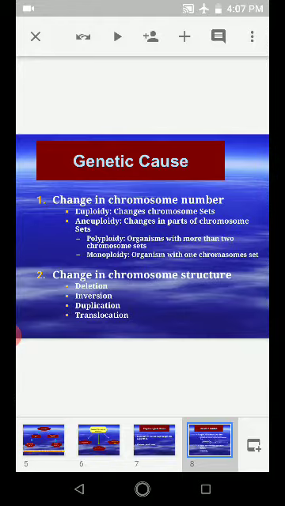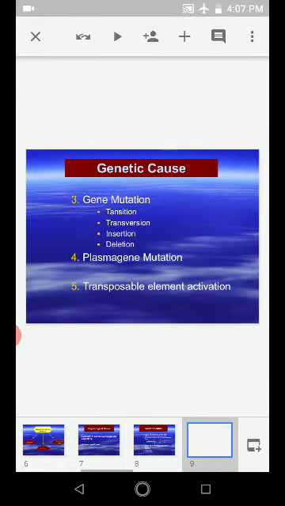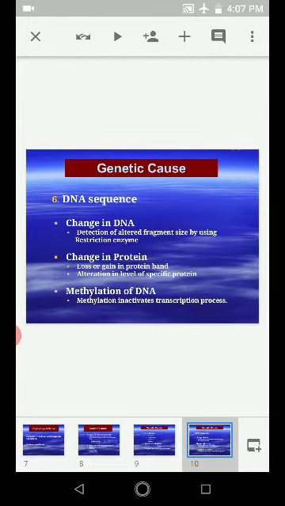Moreover, due to this abnormal cell division, there is a change in the chromosome structure, that is deletion, inversion, duplication and translocation. All these factors lead to the generation of somaclonal variation. Then there are further genetic causes, that is gene mutation: transition, transversion, inversion, deletion. Then there is plasma gene mutation, and then there are transposable elements. So genetic causes further include changes in DNA.